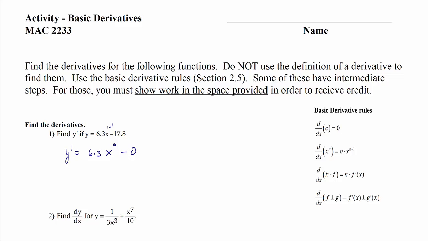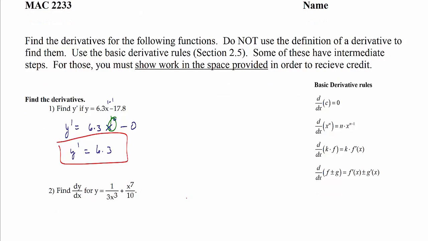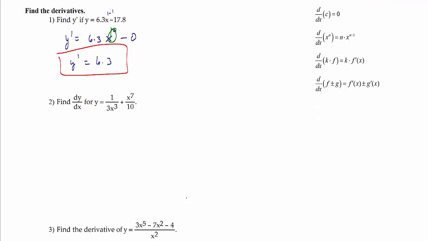So the other thing is when we come over here, x to the 0, remember anything to the 0 power is a 1. So that's 6.3 times 1. And therefore y prime is equal to 6.3, and then minus 0 is just 6.3. So there's the derivative. And like I said, once you get the hang of these rules, you'll do this much more quickly. I'm just showing all the steps for right now.